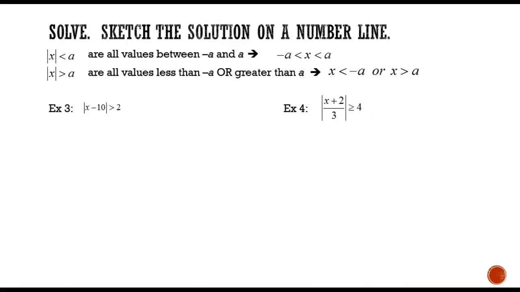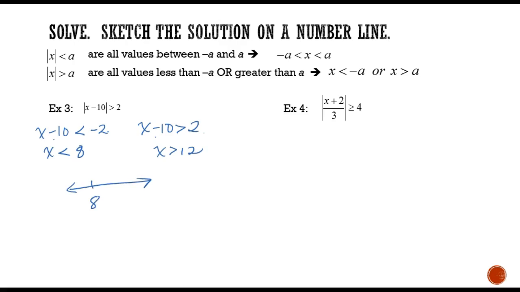Let's try another one. It's a greater than, so notice that. So I'm going to take my absolute value out, and it's going to be less than the negative version, and x minus 10 is greater than the positive version. So I rewrite it both ways and solve them. So x, if I add 10 to both sides, it's going to be less than 8. Add 10 to both sides, x is greater than 12. So I draw my number line. Here's 8, here's 12. These are not or equal to, so I'm going to open circles. This says x is less than 8, and this is x is greater than 12.